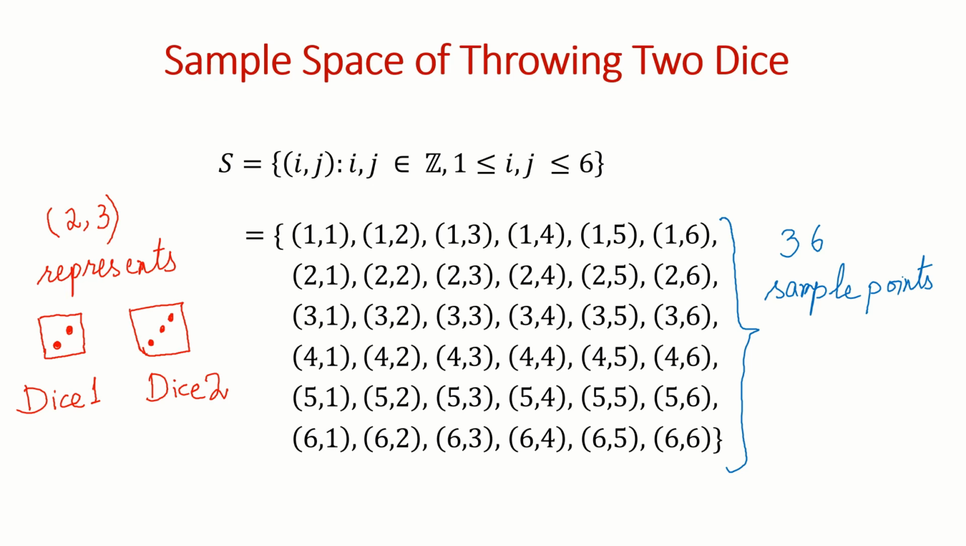Please remember that these are not all possible events. These are the sample points. The number of events is equal to 2 raised to the power 36.